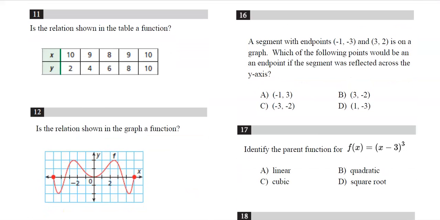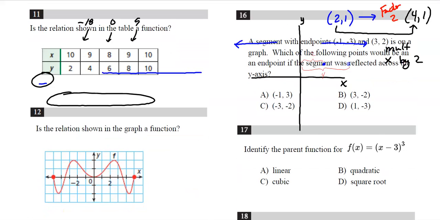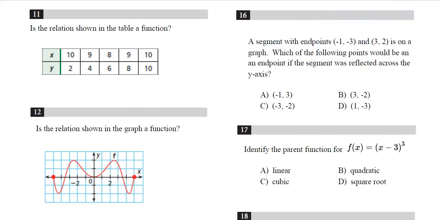Number 16. A segment with endpoints at negative 1, negative 3, and 3, 2 is on a graph. Which of the following would be an endpoint if the segment was reflected across the y-axis?